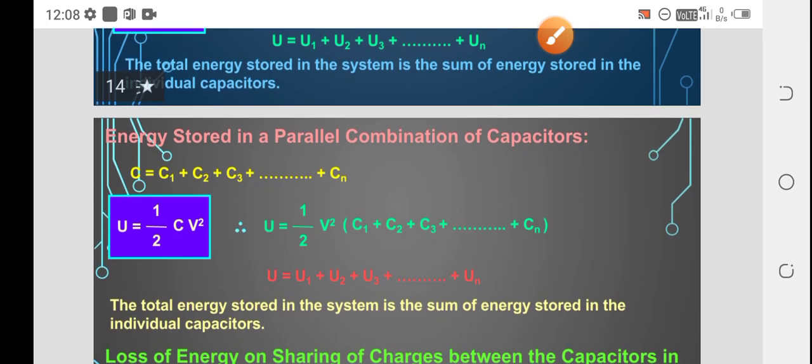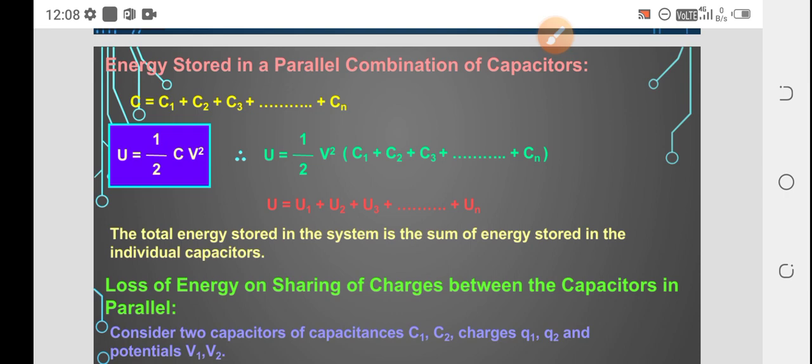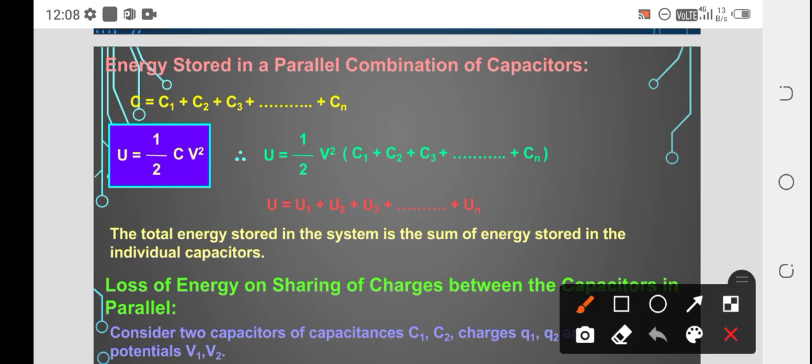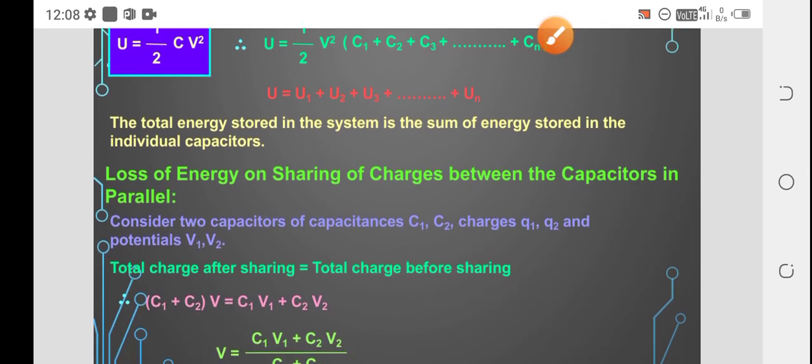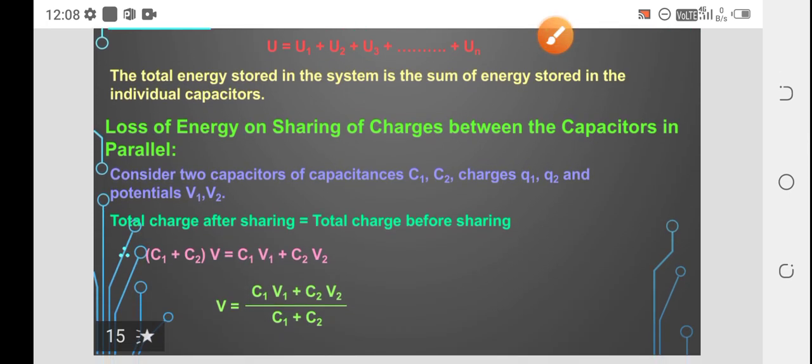Energy stored in parallel capacitors. You know very well that in parallel combination, C equals C1 plus C2 plus C3, an addition, a summation. Now U equals 1/2 CV squared, where C is the sum, so you substitute C1, C2, C3. Now U equals U1 plus U2 plus U3. The total energy stored in the system is the sum of the energy stored in the individual capacitors.